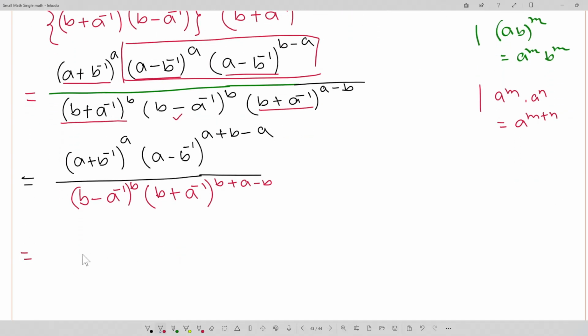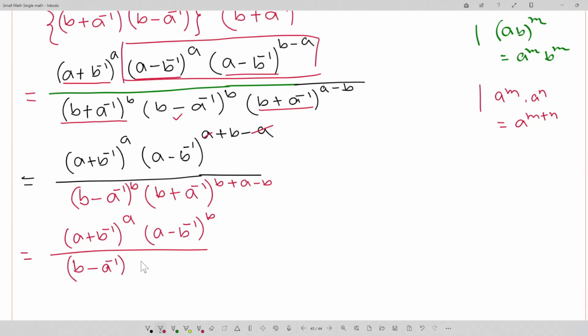Right? So what we get here: (a + b⁻¹)^a, and here (a − b⁻¹)^b, because a and minus a cancel out. Same thing: (b − a⁻¹)^b, and here (b + a⁻¹), and here b and minus b cancel out, to the power a, right?